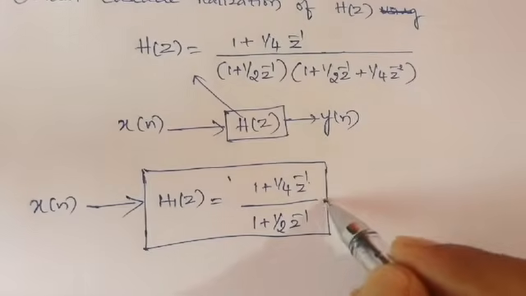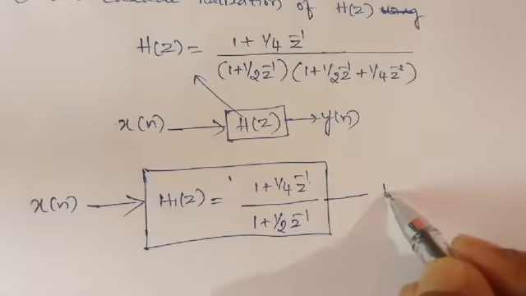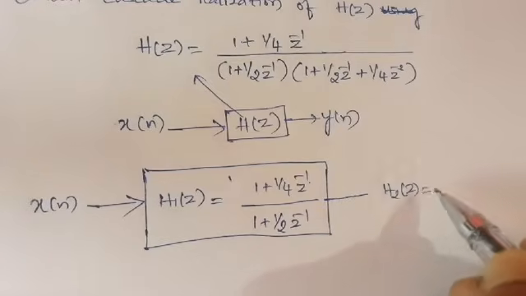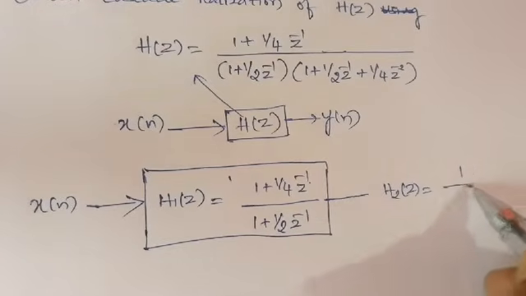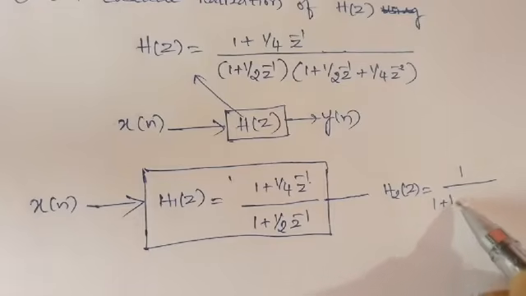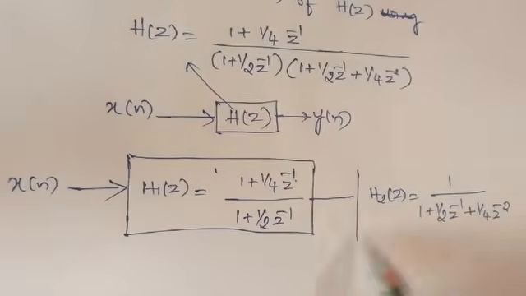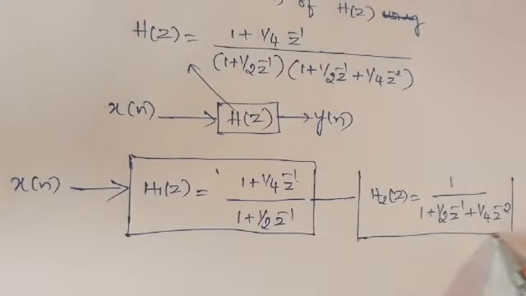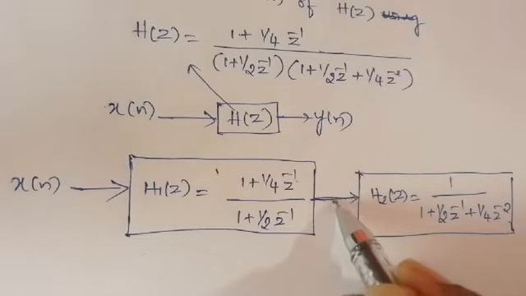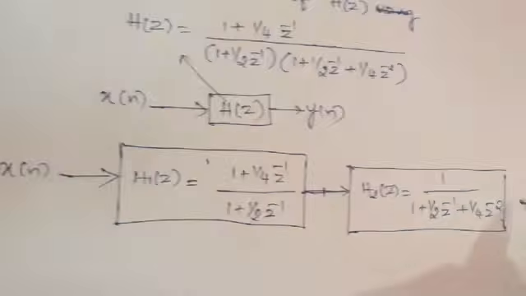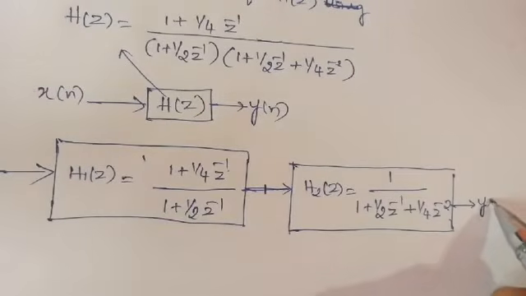The second transfer function, that is H2 of z, is equal to the left part, that is 1 divided by 1 plus 1 by 2 z to the power minus 1 plus 1 by 4 z to the power minus 2. It is the second transfer function. So here we can see these two transfer functions are made into a cascade connection, and the output is y of n.